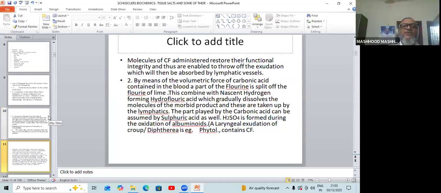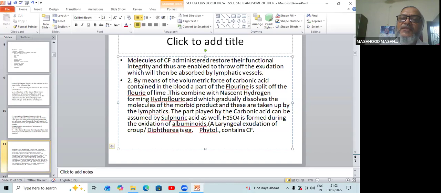Calcarea fluorica is administered to restore their functional integrity, and thus they are enabled to throw off the exudation, which will then be absorbed by lymphatic vessels. So here the Calcarea fluorica restores the functional integrity. That is the most important. There are two ways. One is that Calcarea fluorica restores the functional integrity and thus enables them to throw off the exudation, which is then absorbed by lymphatic vessels. Through the lymphatic vessels, the waste materials are removed.